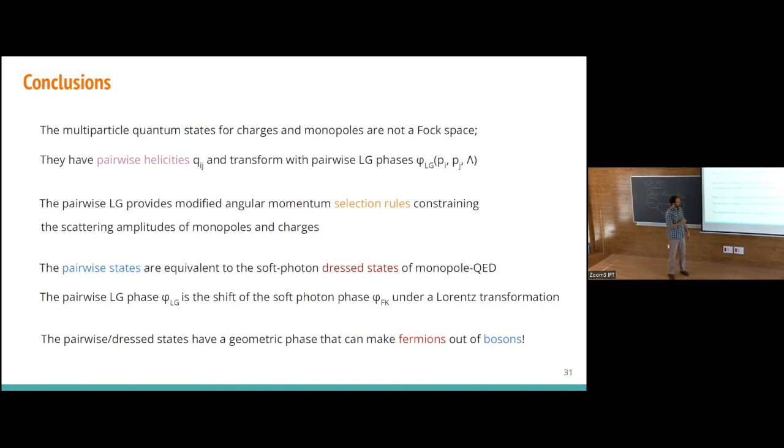But what we also showed here is that this is not really magic and mysticism. It's just when you meticulously account for the effect of the soft photons exchanged between monopoles and charges, you get all these surprising effects, including the modified angular momentum selection rules. The pairwise little group phase is the shift of the soft photon phase, and also a contribution from the real photons under a Lorentz transformation. And finally, when you account for the soft photons, it shows you can actually make fermions out of bosons. That's it.